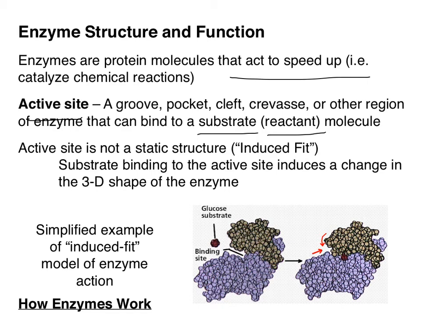And you can see that down here. Here's glucose, here's the active site for this particular enzyme. This is hexokinase. And when glucose binds to the enzyme, something clearly happens. Well, what happens? The shape of the enzyme actually changes. By changing the shape of the enzyme, this is the step that actually allows for the reaction to have a lower energy of activation barrier.